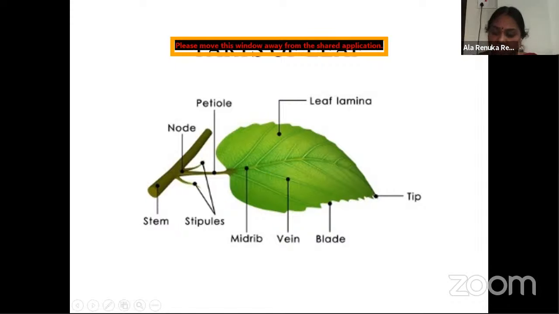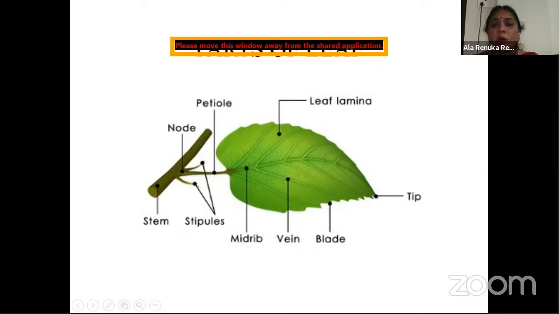A modified shoot which bears flowers. The way the flowers are arranged and the way the flowers develop on this modified shoot is called inflorescence. The axis of this modified shoot, that is the inflorescence, is called the peduncle. On the peduncle, flowers are arranged in a definite fashion. The mode of arrangement, the way they are arranged and develop, is called inflorescence.